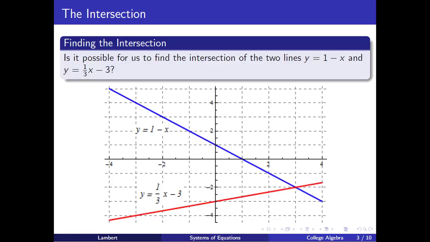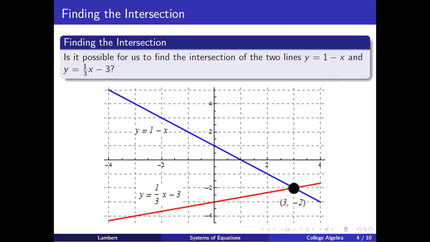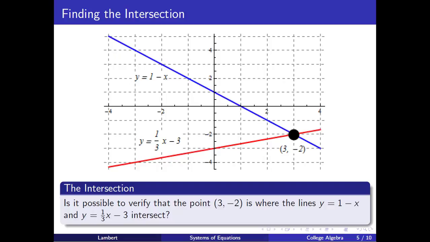Taking a look at the graphs of those two, we have y equals 1 minus x drawn in blue here, and y equals 1/3 x minus 3 drawn in red, and we're looking for where those two lines cross. We can see that it occurs at the point (3, -2), and we've highlighted that with the black dot there.